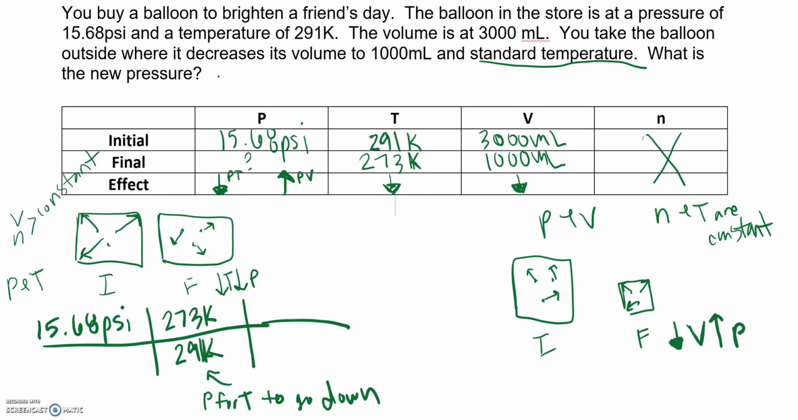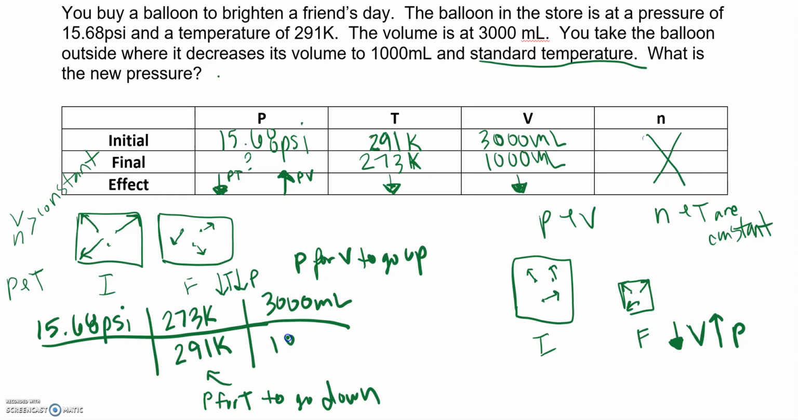I'm going to write this a little bit better because this was not written well. So this is 291 K. We also want, for pressure and volume, pressure for volume, we want that to go up. So on our pressure right here, we want our pressure to go up for volume. So that means that 3,000 is on the top and 1,000 is on the bottom.